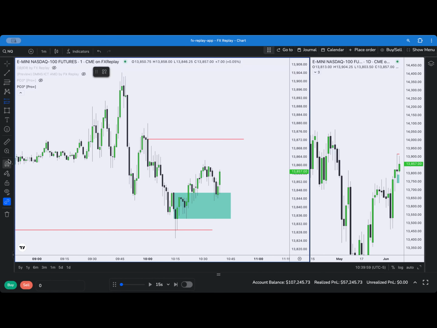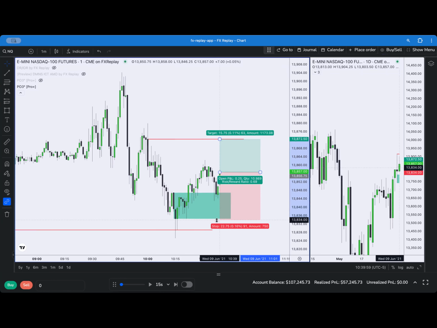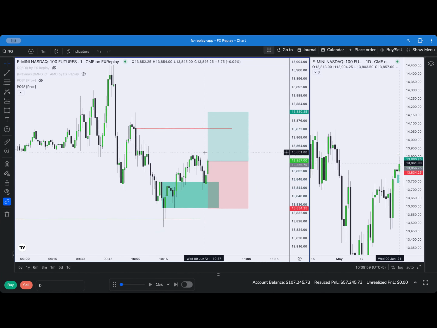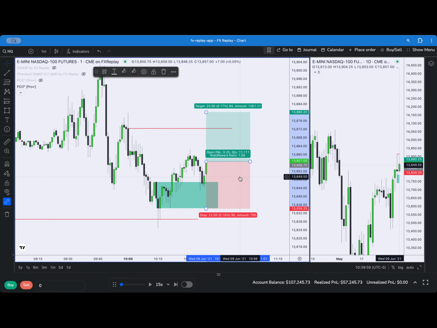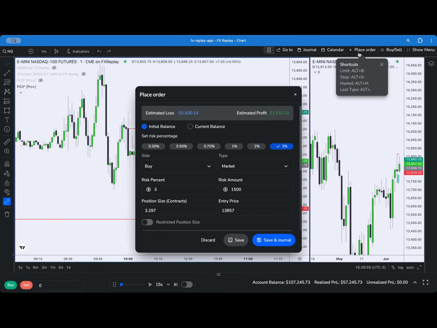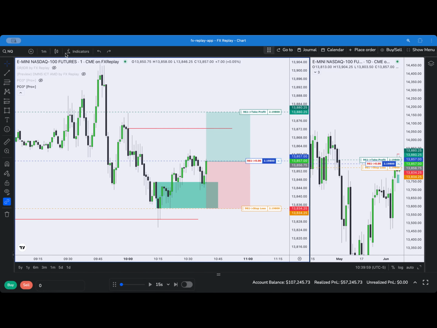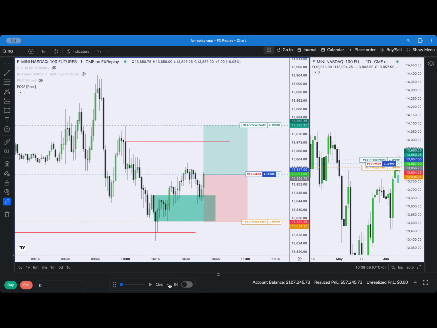So I'm going to go ahead and place an order here with the stop at that low, and then target that internal level. What do you guys think? It's a 1-to-1, but I'm not super confident in this. So I'm going to de-risk a little bit.